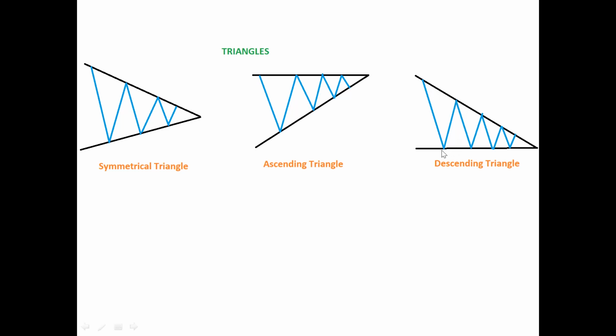And equal lows. You see, these lows are equal. This low is equal to this low is equal to this low. They are exactly equal, or approximately equal. But the highs are lower. You see, this high is lower than this high, is lower than this high, this high is lower than this high, this high is lower than this high, and this high is lower than this high. So thus we have lower highs.